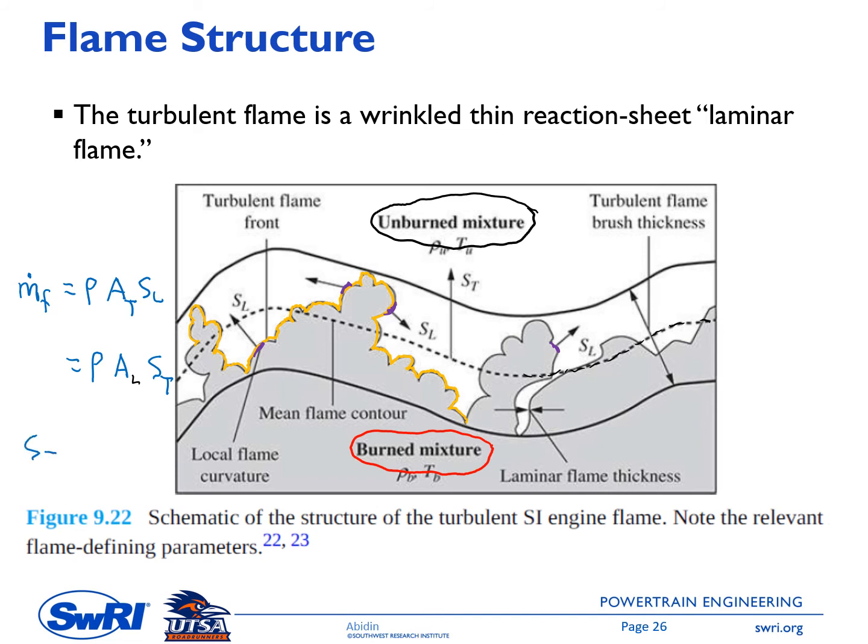And ST here is a function of SL. So SL is a function of the fuel properties and thermodynamic process. So ST is a function of SL and turbulent level. And turbulent level is usually represented by the u prime, turbulent intensity. So because of this turbulent intensity, ST can be twice, 3 times, 4 times, 5 times of the SL. And we need this higher flame speed, because otherwise the combustion process cannot be completed at the end of the expansion stroke.